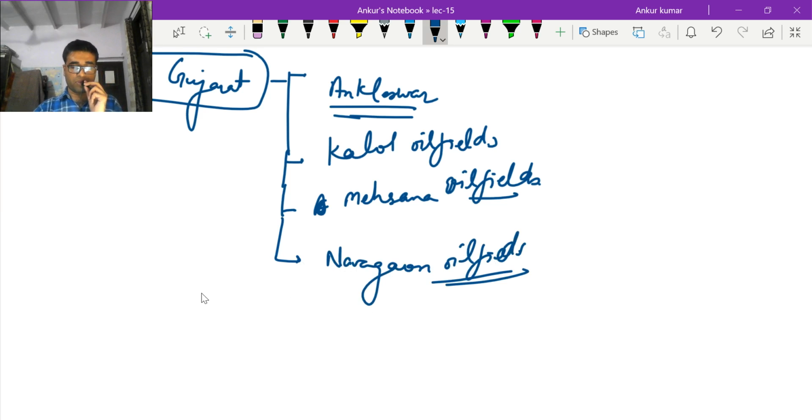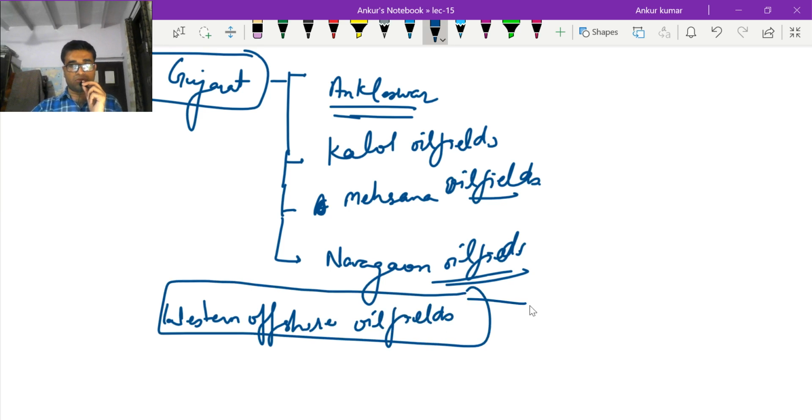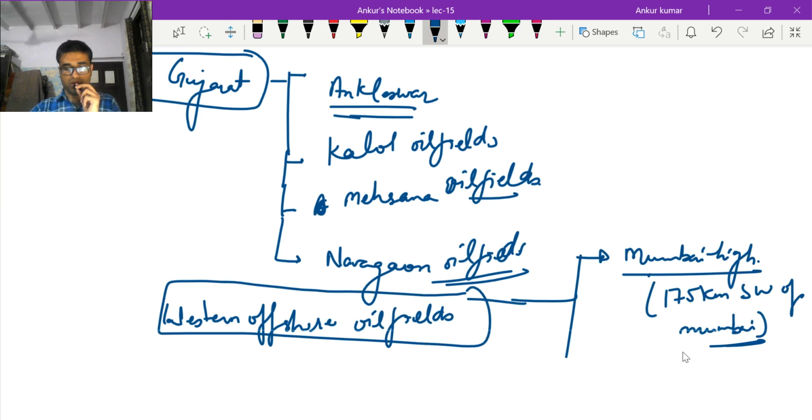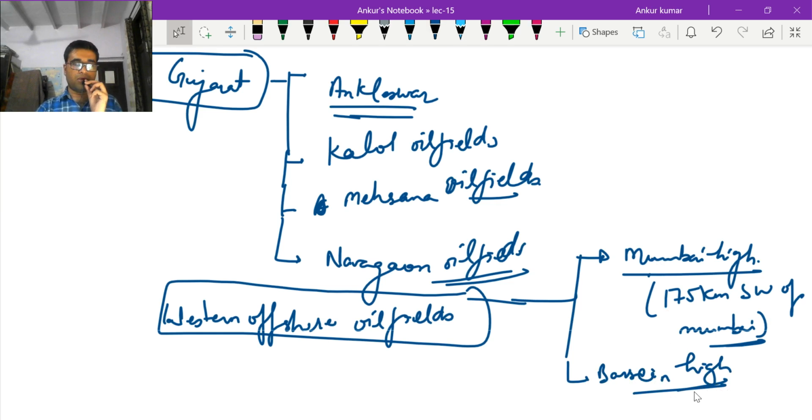Moving on to Mumbai, that is the Western offshore oil fields. In the Western offshore, number one is the Mumbai High. It is 175 kilometers offshore of Mumbai, 175 kilometers southwest of Mumbai. Right. And the second one is the Bassein field. It is in the south of Mumbai High. About 50 kilometers south of Mumbai High is Bassein. So these are basically the offshore oil fields.